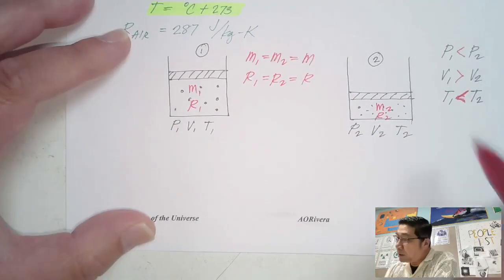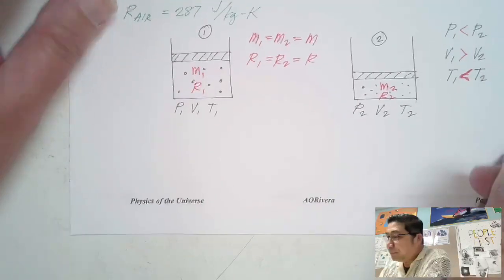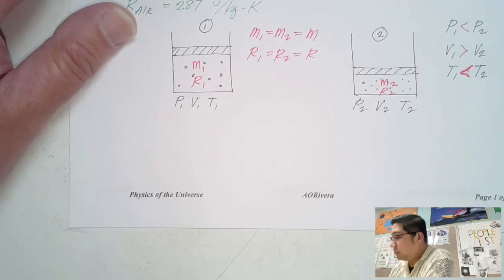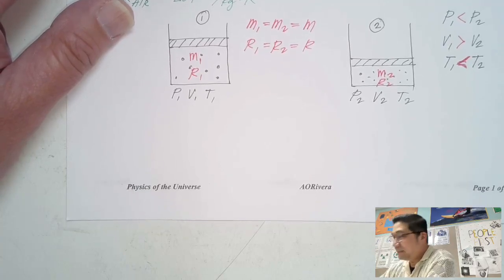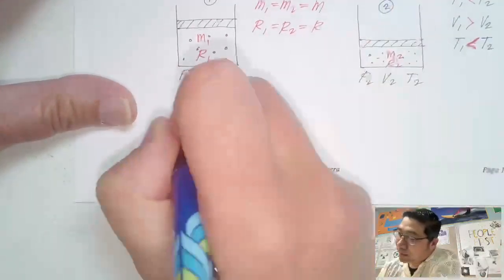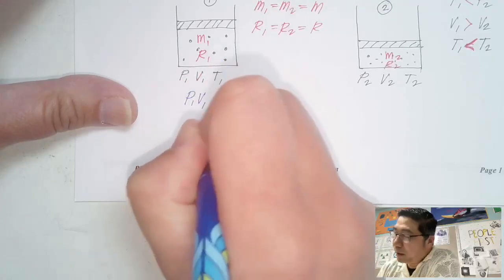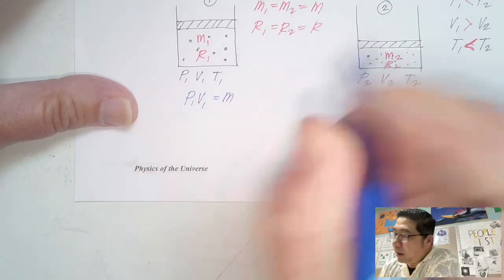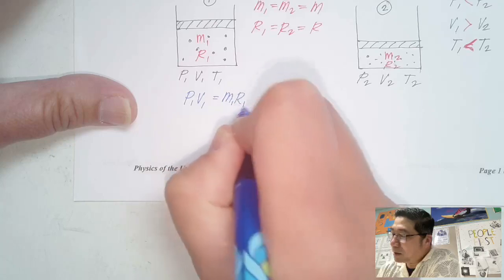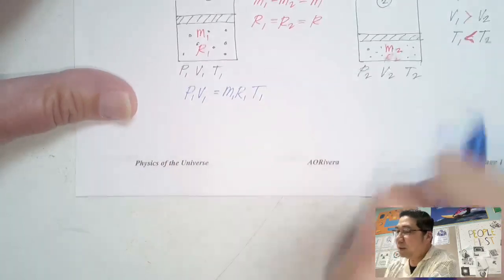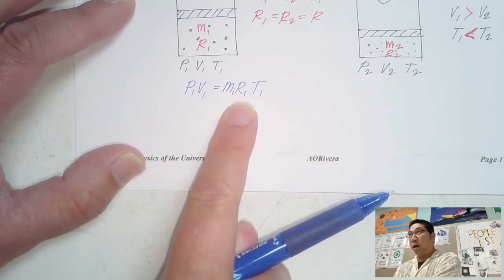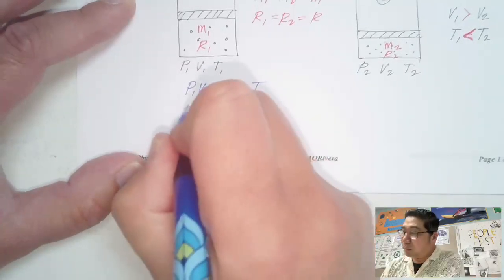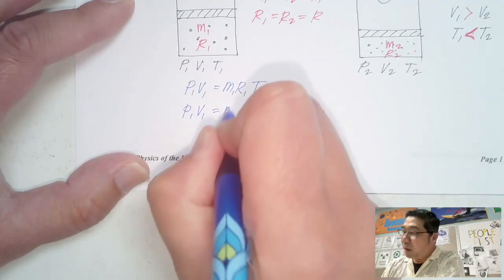So if we're going to analyze this, P1 V1 equals what? M1 R1 times T1. Which one is the same? M1 and R1 are the same as M and R. So P1 V1 equals M R T1.